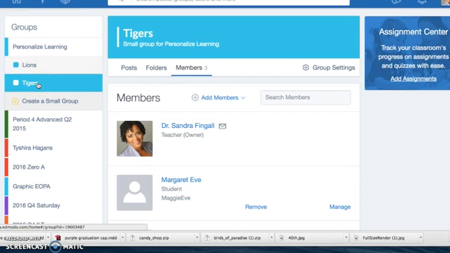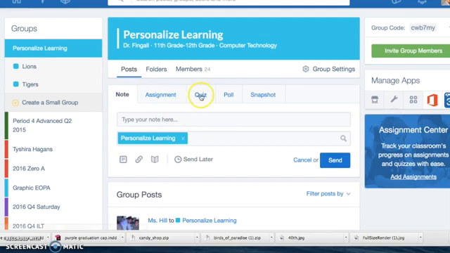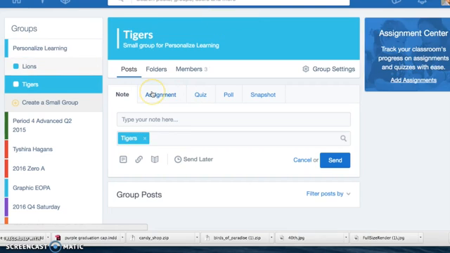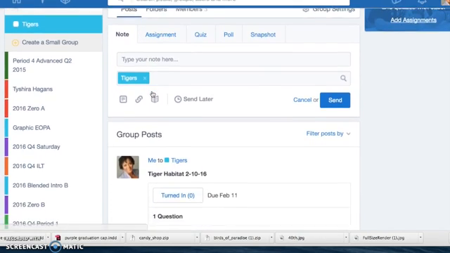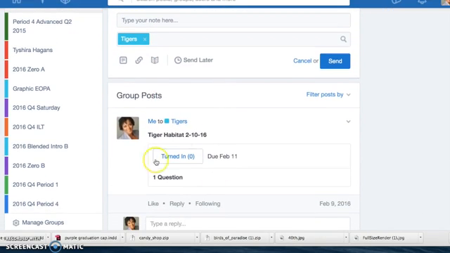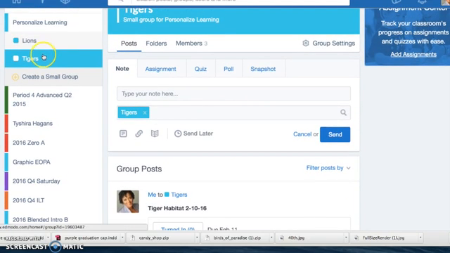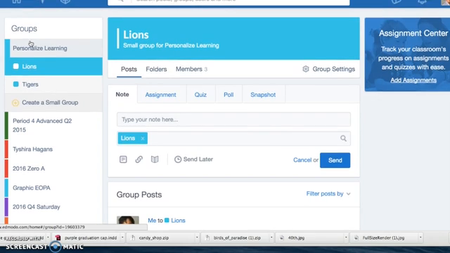What's good about this here as we create these small groups is the members do not know the assignments that they're receiving. For example, the Tigers, these, remember, are our low achievers. So here we have an assignment for them, tiger habitat. So this is only visible to the students who are in this group. So the high achieving students in Lions, they have no clue as to what assignments are being given to students in this Tigers group. So this way we get to differentiate the instruction.